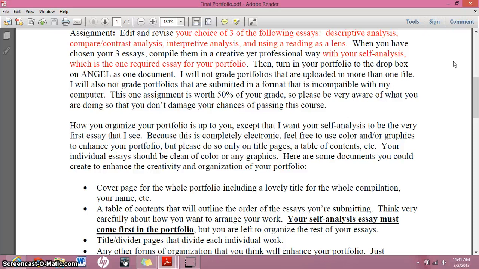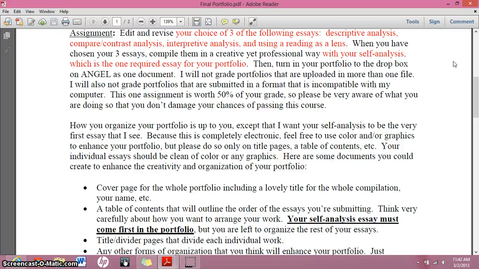I want your portfolio to be your best work. When you've chosen your 3, I want you to compile them into a creative but professional portfolio. And then you need to include the self-analysis that you write at the very beginning of that. Okay, so you'll have 4 papers total in your portfolio: your self-analysis and the 3 that you choose. And your self-analysis needs to come first. I want your portfolio in one document. I'm going to show you some examples in a minute, so don't upload 4 essays because I won't look at it. I want a portfolio, which means one document where all of your information is contained.